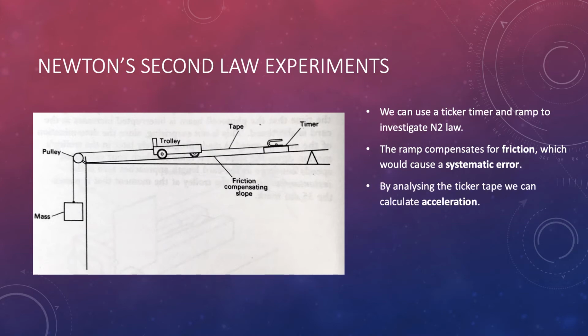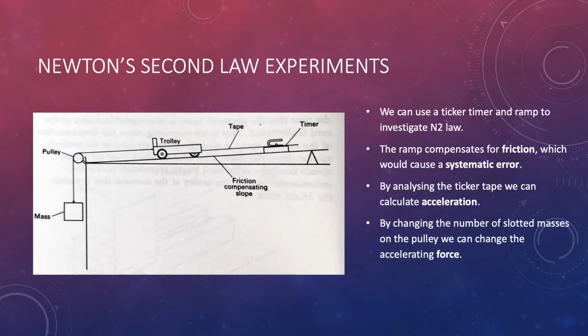With the ticker tape coming through the ticker timer, we can calculate acceleration. Basically how the ticker timer works is it puts a dot on the piece of ticker tape 50 times every second. It's at 50 Hertz. And then by the spacing of the dots we can work out how it's accelerating. It's a very low-tech bit of kit that we could get some good results with.